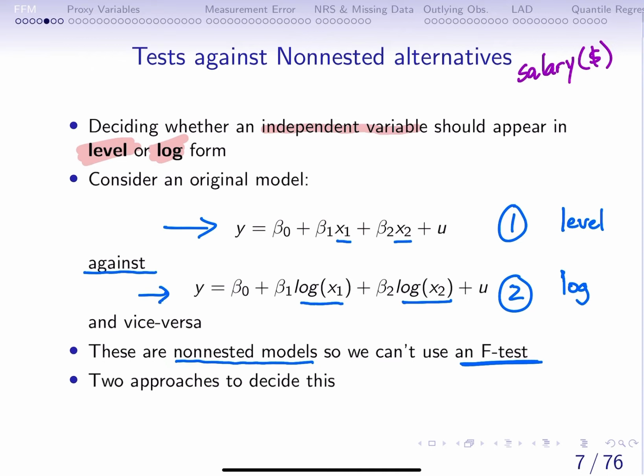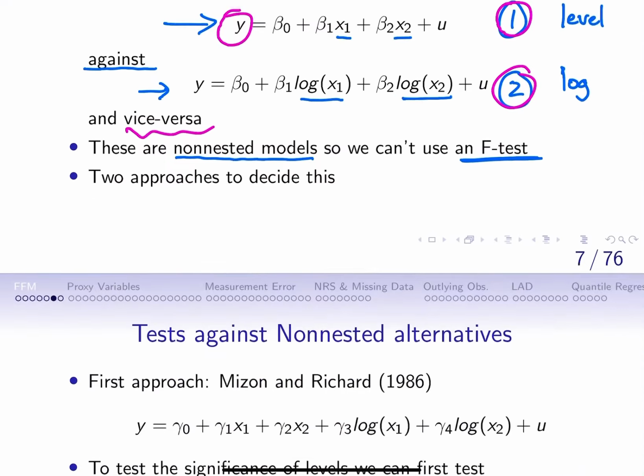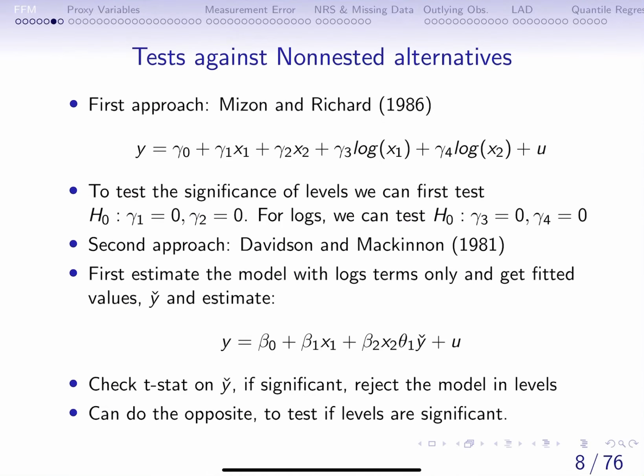This is not to say that we're testing necessarily this model 1 against 2. It could be 2 against 1, right? So just remember that it also applies the other way around. So there are two approaches to do this.